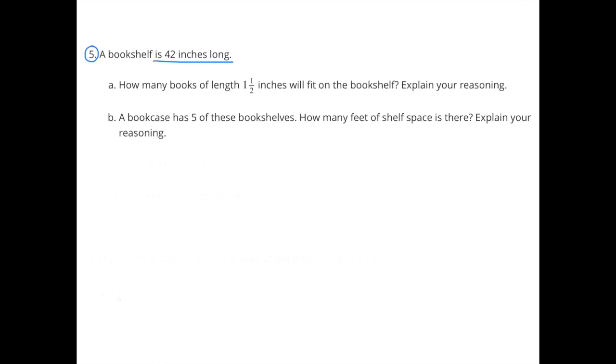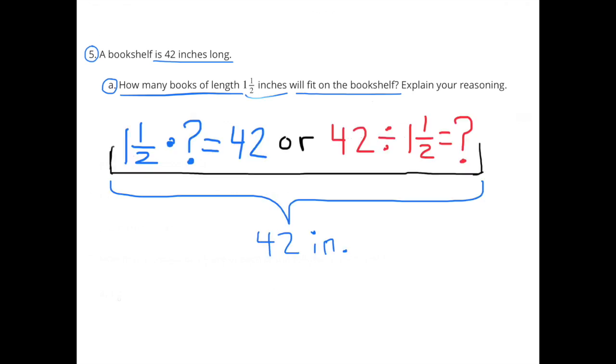Number 5. A bookshelf is 42 inches long. A. How many books of length 1 1/2 inches will fit on the bookshelf? Explain your reasoning. This represents the length of a 42-inch bookshelf. On the top, I have 1 1/2 inch long books times what number equals 42 inches, or 42 inches divided by 1 1/2 inch long books equals what number?